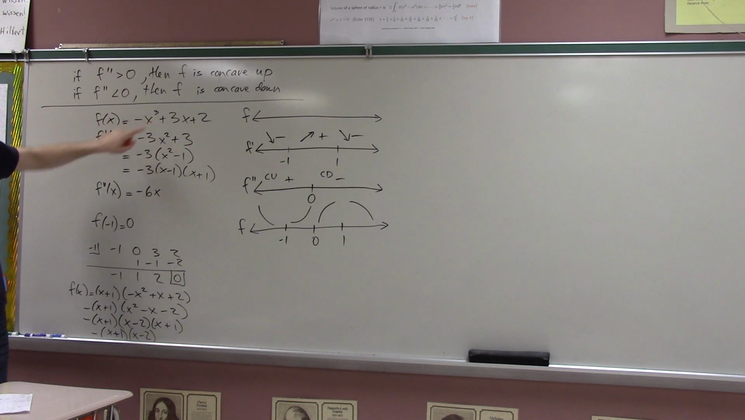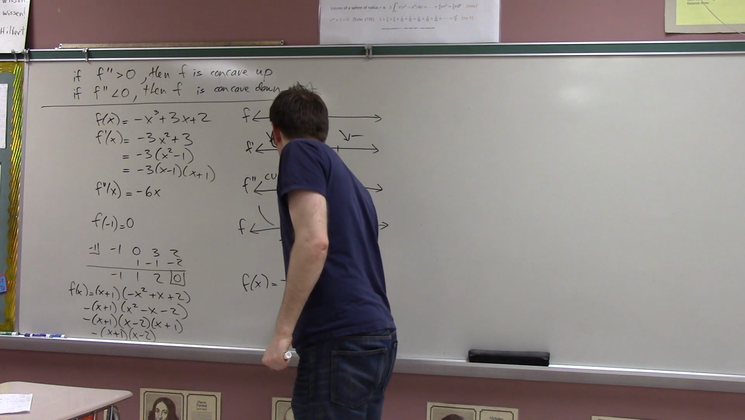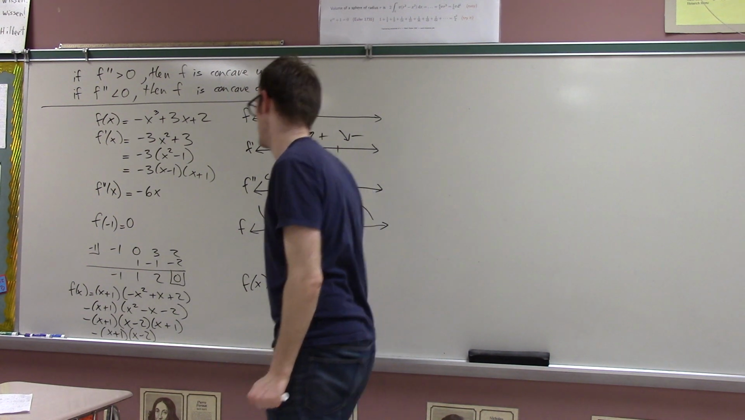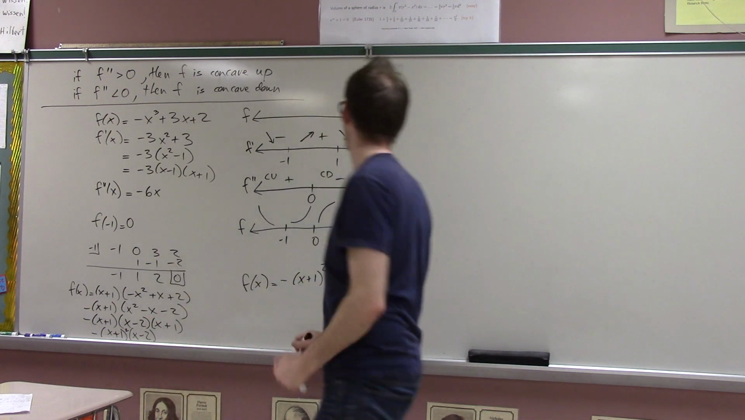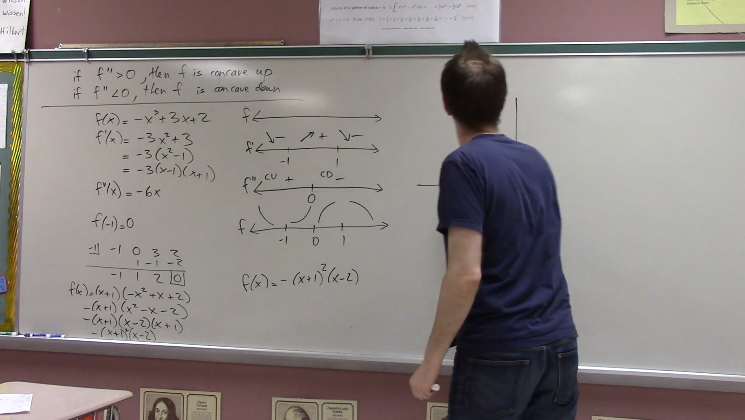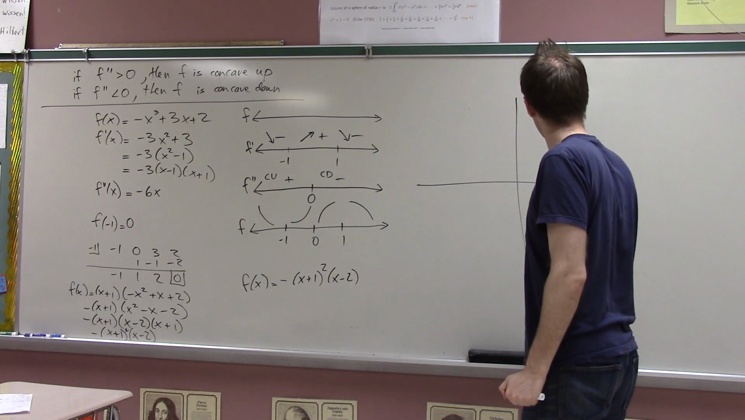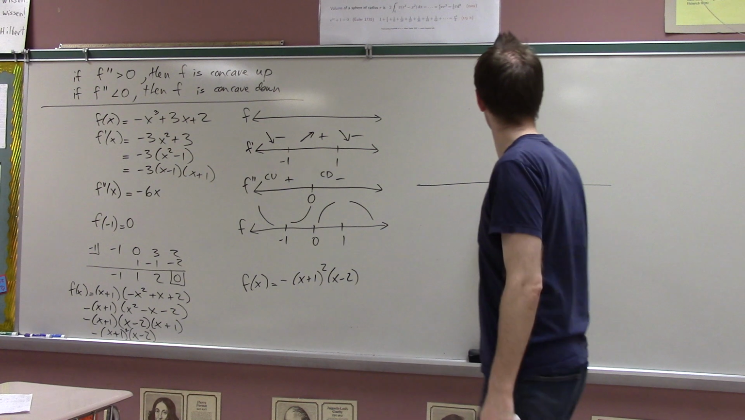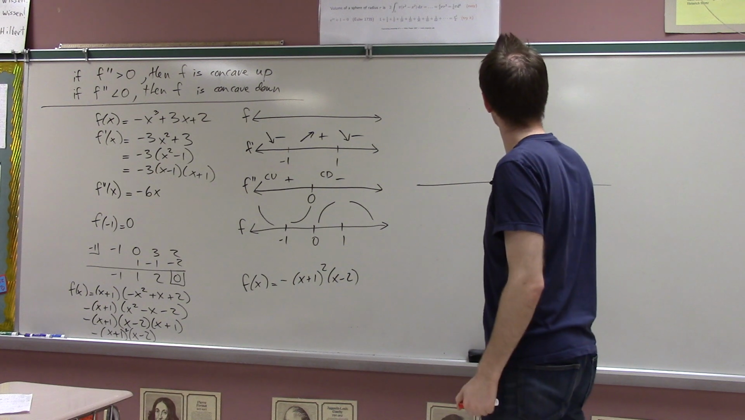Yup. Okay, so this function has revealed itself to actually just be the function negative x plus 1 squared times x minus 2. And I'm very comfortable graphing that function. I'm going to do that right now. Okay, so let's see, at 2, this function is 0. At negative 1, this function is 0. At 0, this function is 2.